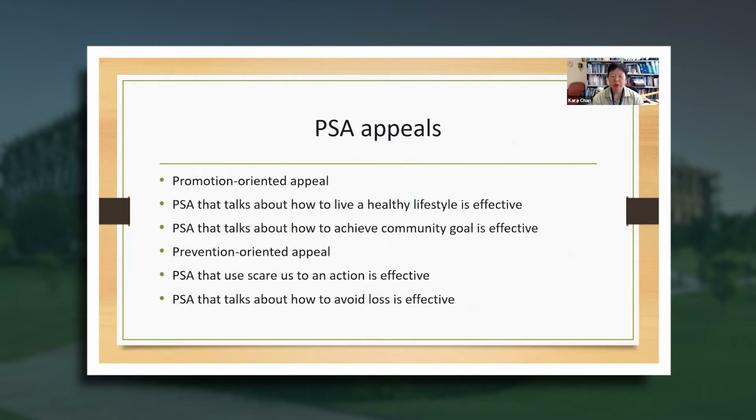For appeals, we selected 4 appeals. For promotion appeals, we say that PSAs that talk about how to live a healthy lifestyle are effective. We see whether they agree, strongly agree, disagree or strongly disagree. It's all on a 5-point scale. And then, PSAs that talk about how to achieve community goals are effective. For prevention-oriented appeals, we chose fear appeal: PSAs that scare us into action are effective. And PSAs that talk about how to avoid loss are effective.